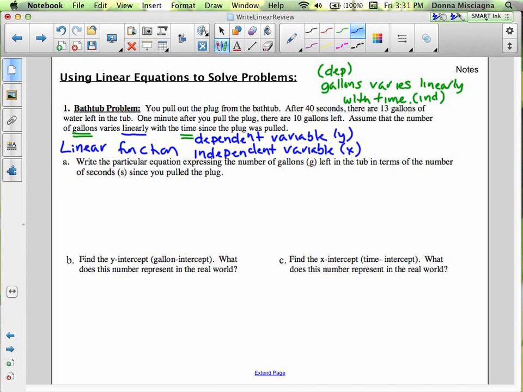So our dependent variable is gallons, specifically gallons of water. And then the independent variable is time. And we should identify the units of time. So it says after 40 seconds. That would be time, and that's in seconds. Make sure you have your units there so you can interpret your answer. We want to write the particular equation expressing the number of gallons left in the tub in terms of the number of seconds since you pulled the plug. And this is in your notes. In fact, you have a whole page for this problem.